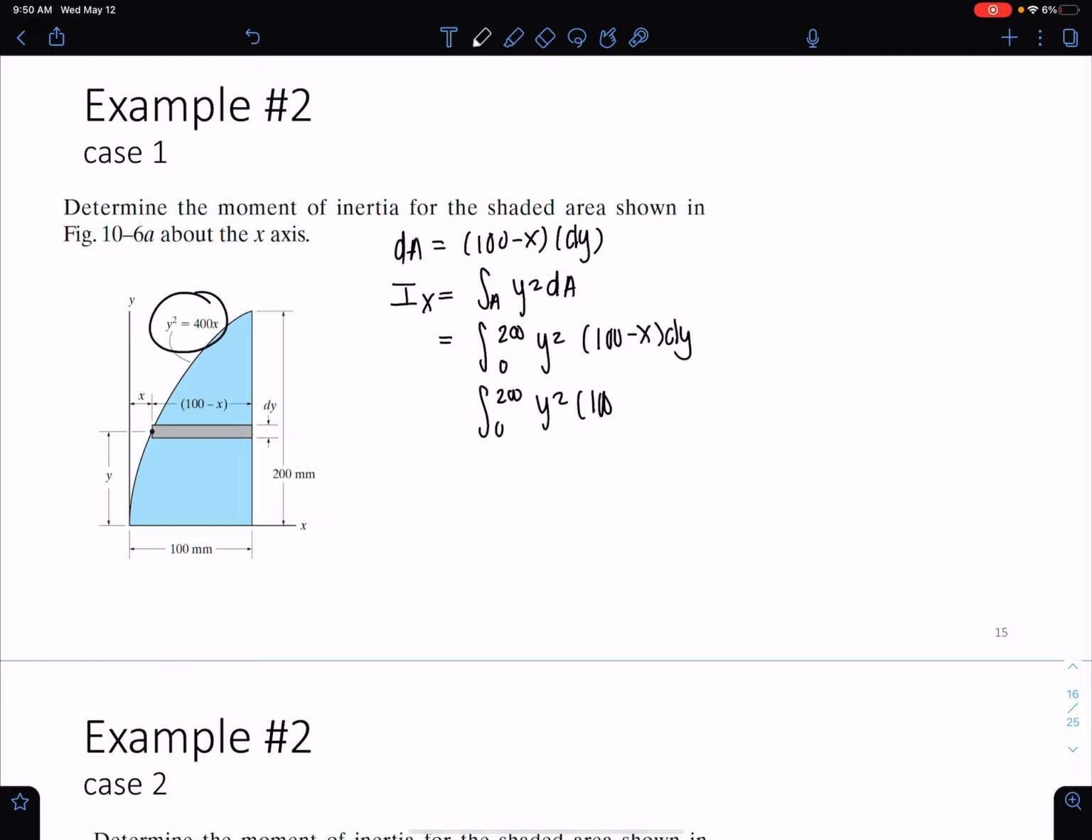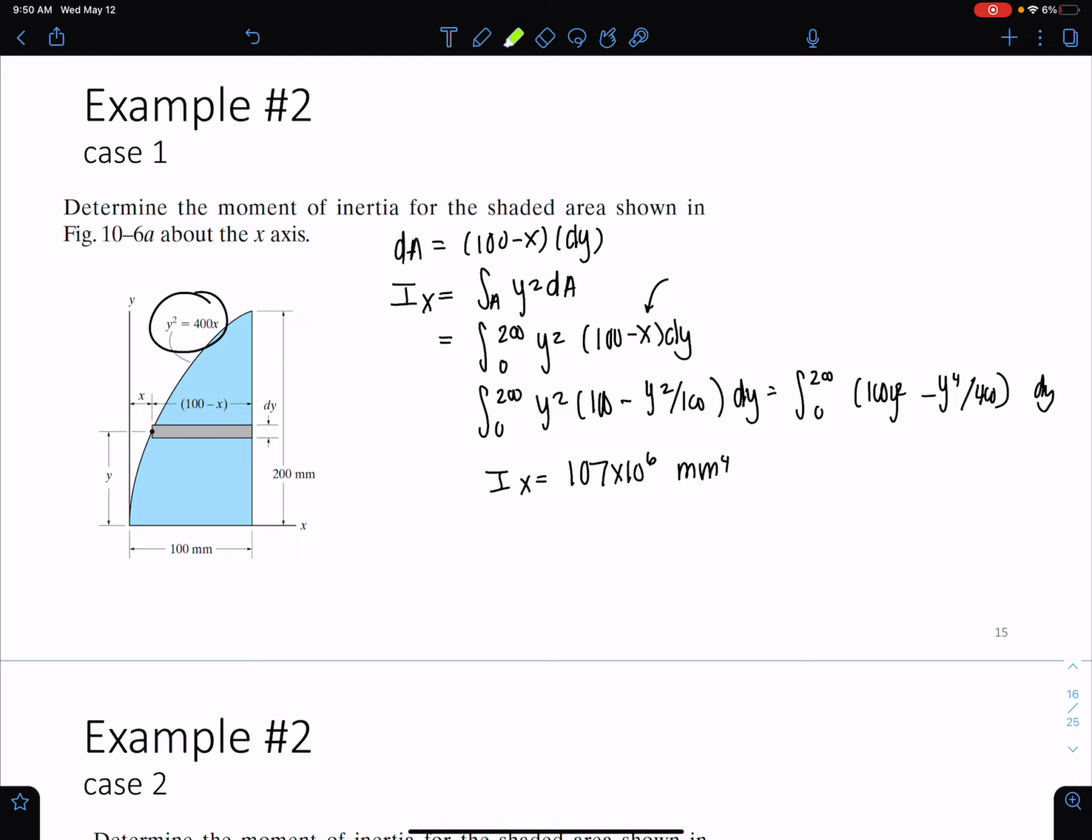We know that y squared is 400x. So we can plug that in here and we get 100 minus y squared over 100 dy. And then we can further simplify this as the integral from 0 to 200 of 100 y squared minus y to the 4th over 400 dy, and we can solve for Ix. You can use your calculators for this. And that's our answer. All you have to do is plug into those equations.